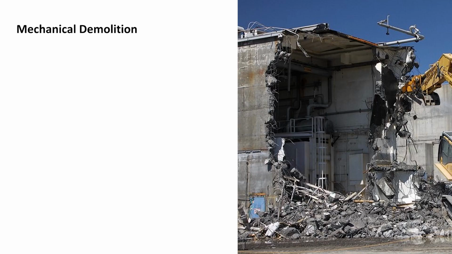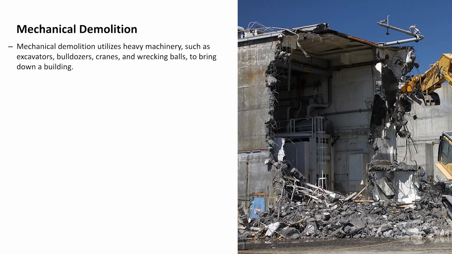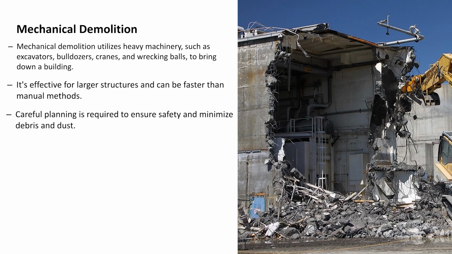Let us talk about another type, that is mechanical demolition. Mechanical demolition utilizes heavy machinery such as excavators, bulldozers, cranes and wrecking balls to bring down a building. It is effective for large structures and can be faster than manual demolition. Careful planning is required to ensure safety and minimize debris and dust.